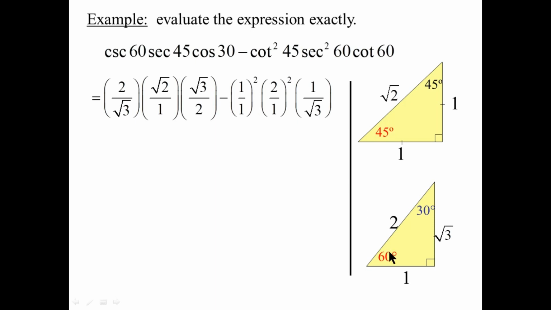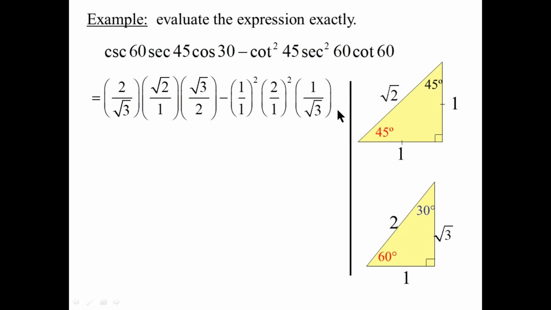Secant squared of 60. So a secant is the reciprocal of the cosine. So we'll take the cosine of 60, which is 1 over 2, and flip it over, 2 over 1, and square it, because this says secant squared. And the cotangent of 60. It's a tangent, inverted. So the tangent of 60 is root 3 over 1, so flip that upside down, 1 over root 3.